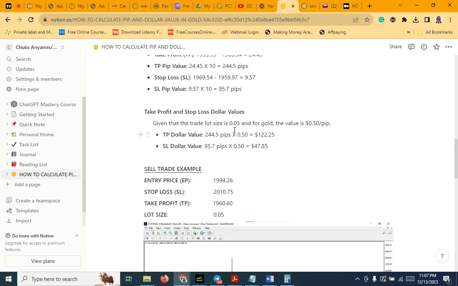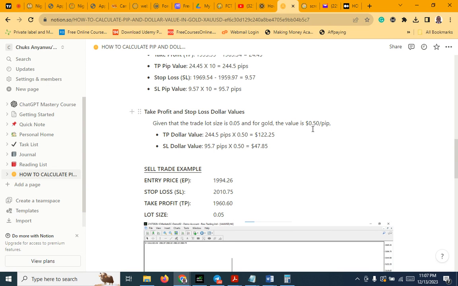Now, let's go to the take profit and the stop loss dollar value, okay? Given that the trade lot size is five micro lot size, for gold, 50 cents is what you will get per pip movement of gold, okay? So for every pip move, the trade goes in your favor or against you, you're going to make or lose 50 cents, okay?